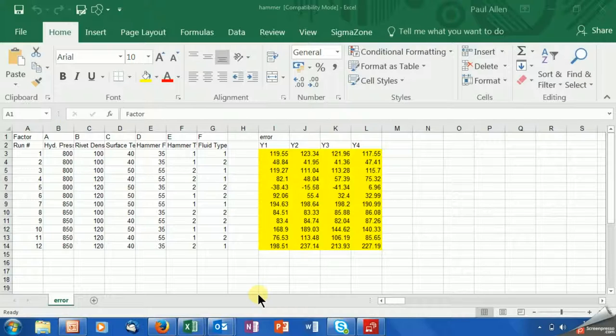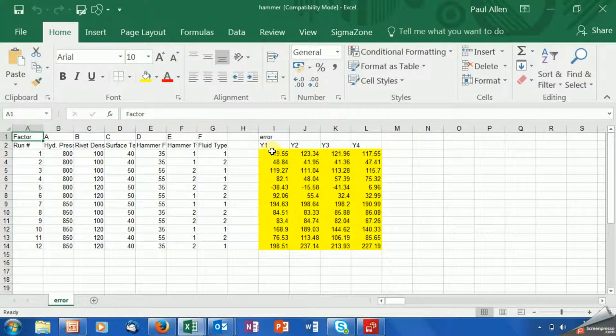Okay, tutorial number two here for SigmaZone, DOE Pro. I'm going to show you how to analyze the L12, how to analyze a screening DOE. Now here I have the DOE complete, I have the data. For those of you that have sat in one of my classes, this is one of the case studies that you do during the class. It's the control of a hydraulic hammer.